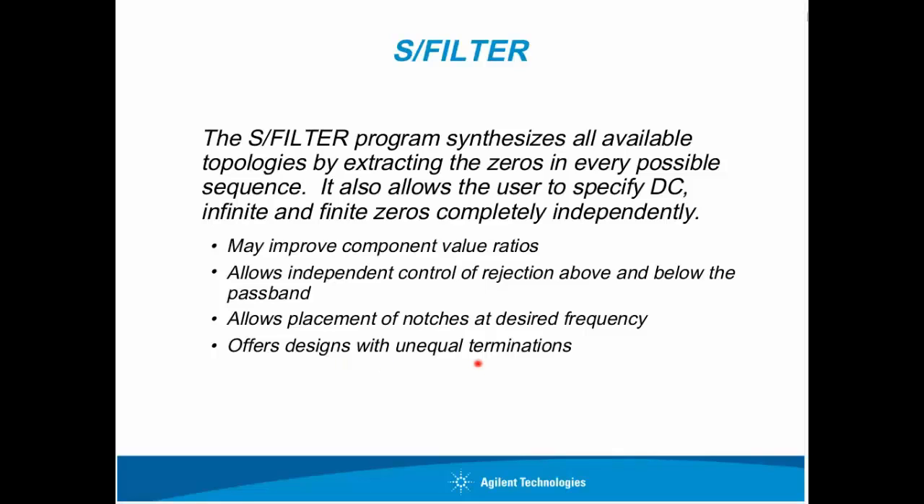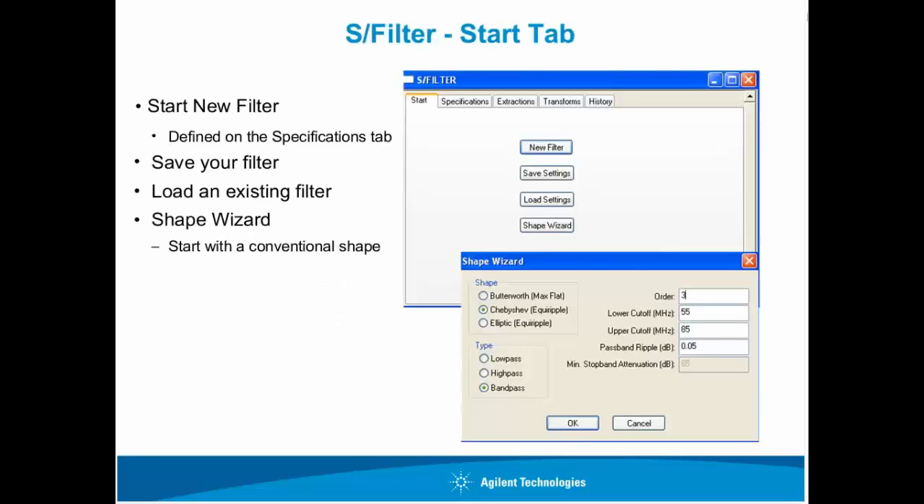So let's look at the direct filter process as contrasted to the conventional filter process. Here's the S-Filter window, and the first thing you can notice is that the tabs are totally different than we had in the conventional synthesis tools. The first tab is the Start tab, and you don't have to start here. You can start on the Specifications tab, but it's sometimes helpful because it helps you start a new filter from a blank. You can also save your filter here or load an existing filter from here.